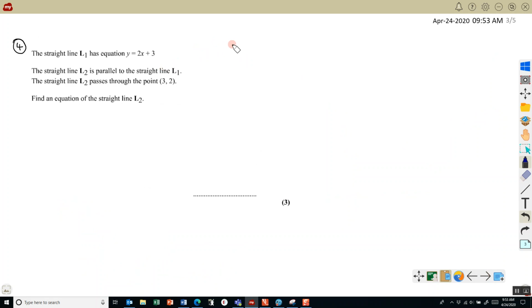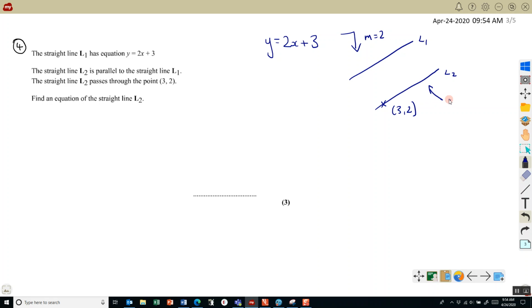Straight line, y equals 2x plus 3. The straight line L2 is parallel, so there's L1, L2 is parallel, and L2 passes through the point 3, 2. So the gradient of this one is 2. If this is parallel, the gradient of this one is also 2. So I've got y equals 2x. I don't know what the y-intercept is, but I do know that the line goes through this point.